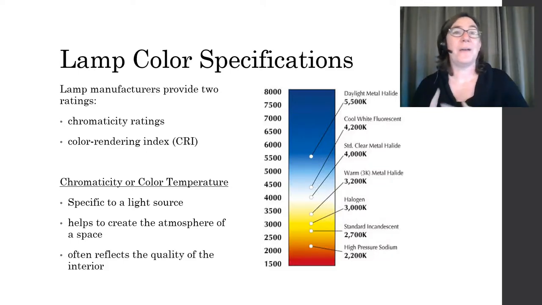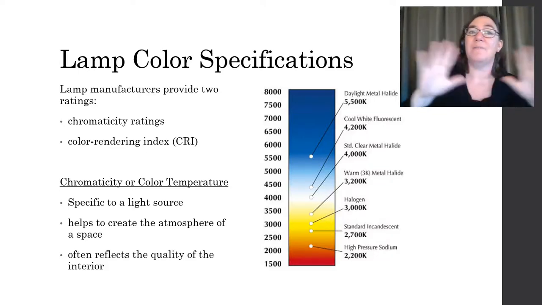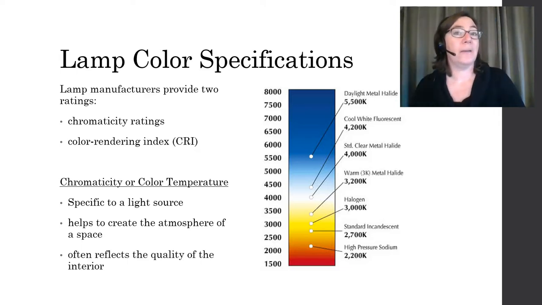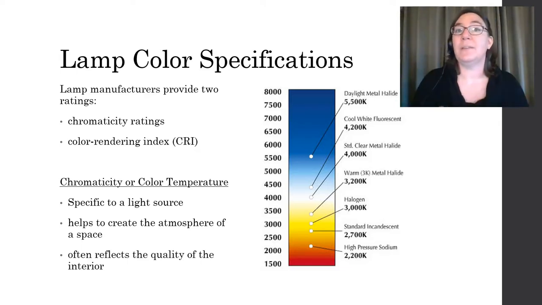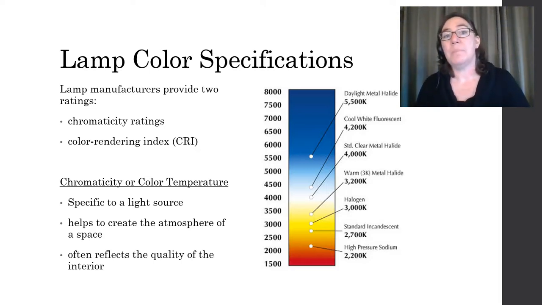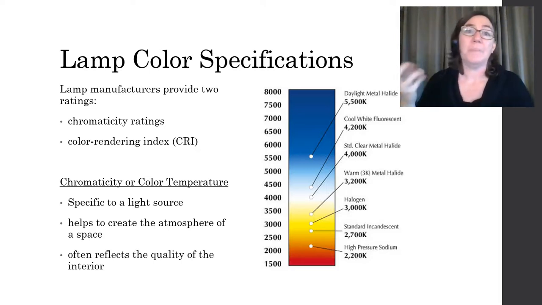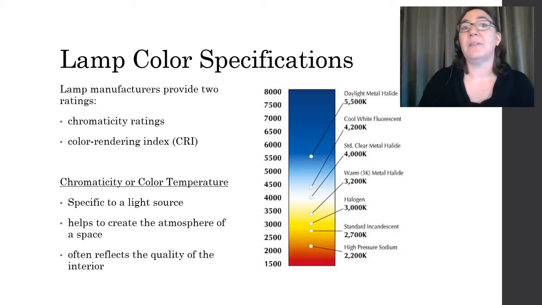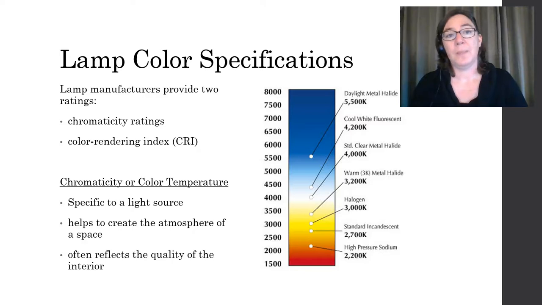All right, so we've talked about how daylight can vary the color. We've talked about how color is subjectively viewed and what can affect that. Let's move on to talk about lamps. And lamps are going to be the bulb or the light source in your luminaire.